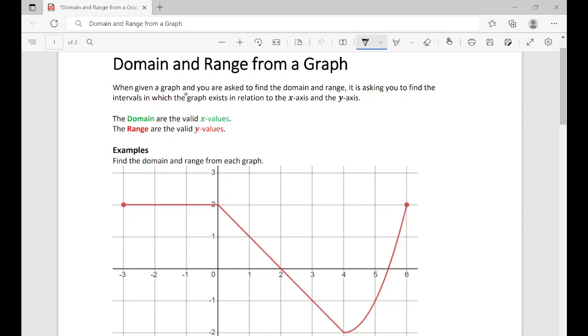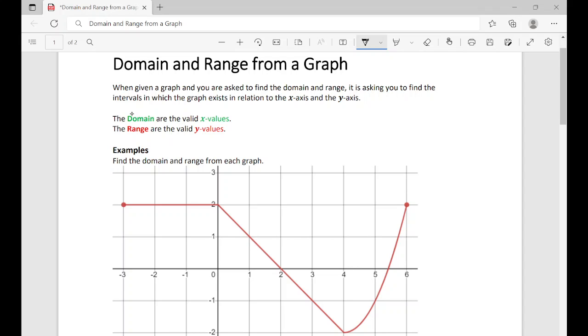When given a graph and you are asked to find the domain and range, it is asking you to find the intervals in which the graph exists in relation to the x-axis and the y-axis. So more simply put, the domain are the valid x values and the range are the valid y values. Again, remember, since it's an interval notation, it always goes from smallest to largest.